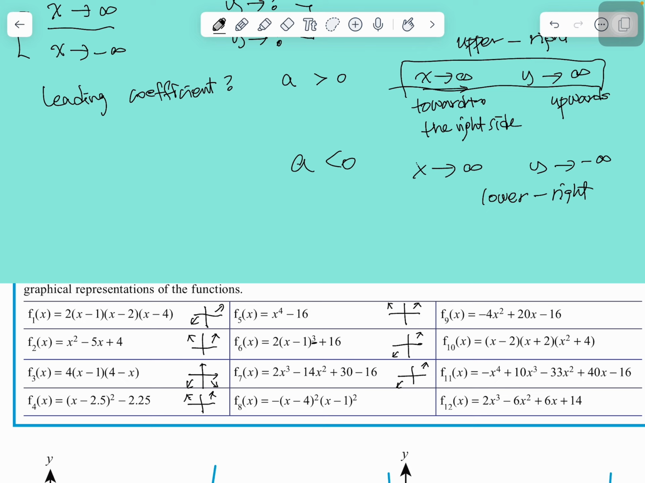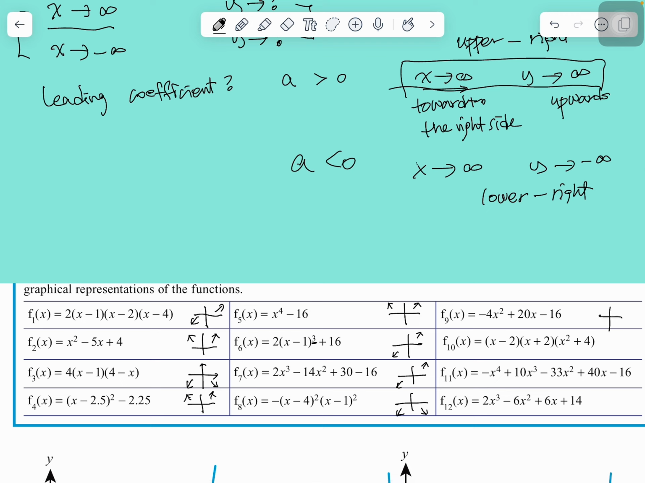And f of 8 has degree 4 and a negative leading coefficient. Actually, the number of the leading coefficient is not important, only the sign, positive or negative. We need that just to decide the direction. So this is a negative coefficient, so we start from quadrant 4, and since this is degree 4, it goes the same way.